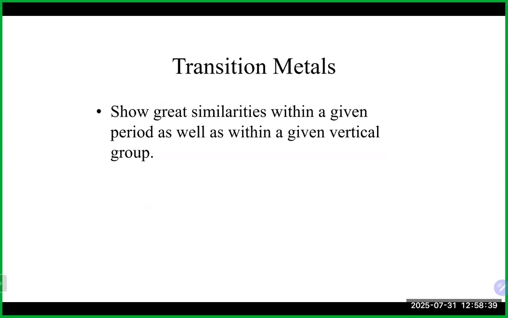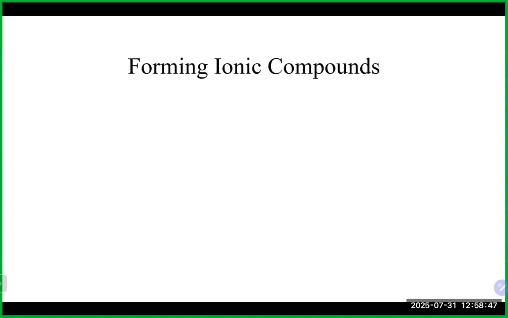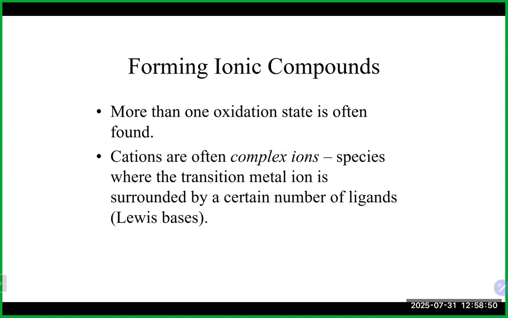Now, transition metals show great similarities within a given period, and within a group on the periodic table they share very similar properties. More than one oxidation state is often found, especially with transition metals, as you probably remember from naming. That is why we typically use Roman numerals when we name a transition metal, to indicate the positive charge on it. Cations in complex ions usually have a transition metal in the middle and a number of ligands attached to it.